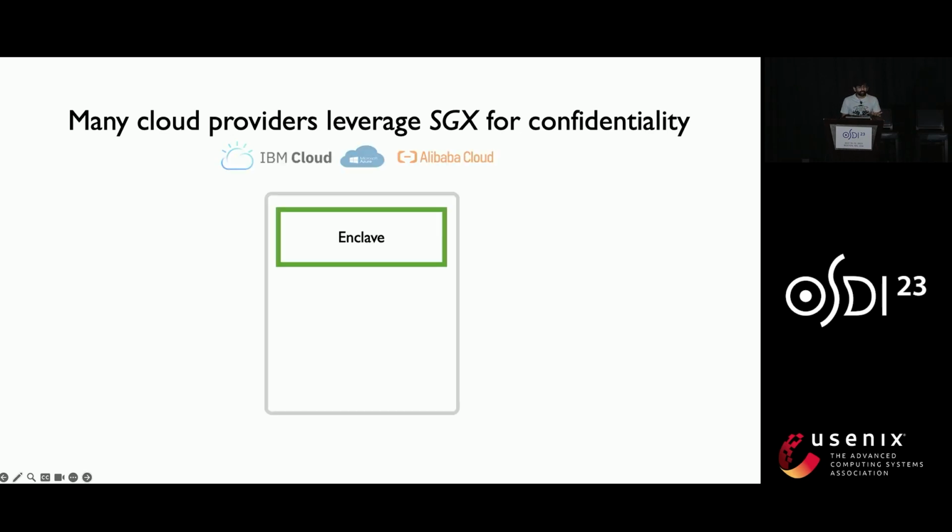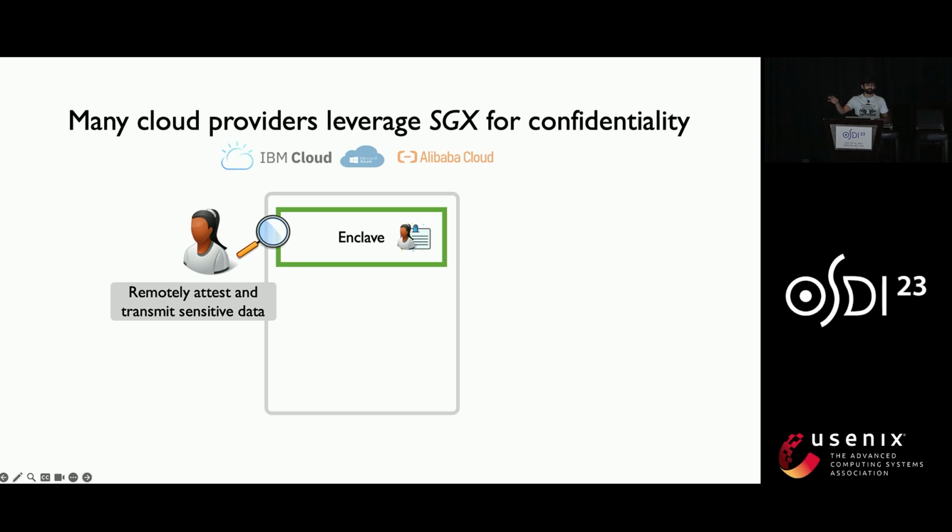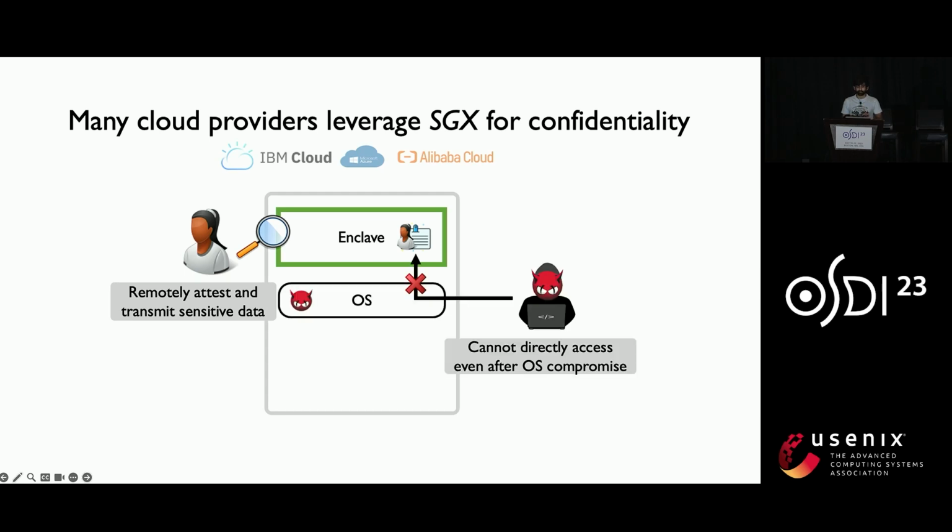Just to give you a recap, SGX is a set of CPU extensions that allow us to create a protected execution environment called an enclave on the machine. Users can remotely verify that they're talking to an enclave and send the sensitive data only to the enclave. Once data is protected within the enclave, it cannot be accessed even if an attacker is able to compromise the privileged software on the machine, like the operating system.